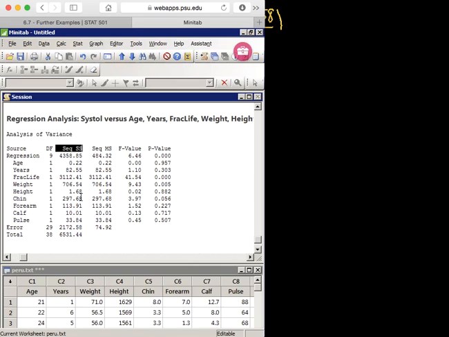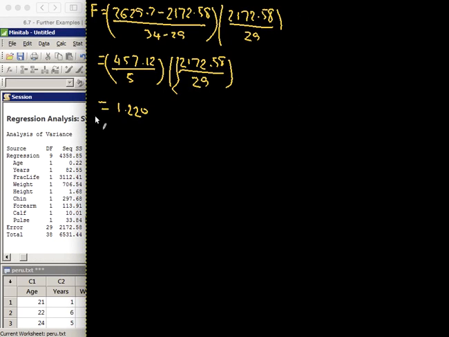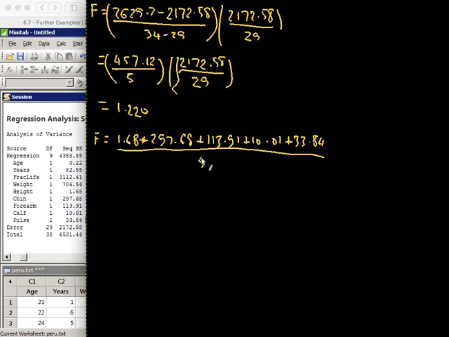And to calculate the partial F statistic, I'm going to need to use the sequential sums of squares for each of those 5 predictor terms. So this is how we do it. So this is now using the partial F statistic formula. We add up those 5 sequential sums of squares. 1.68, 297.68, 113.91, 10.01, 33.84. We have 5 sequential sums of squares there.